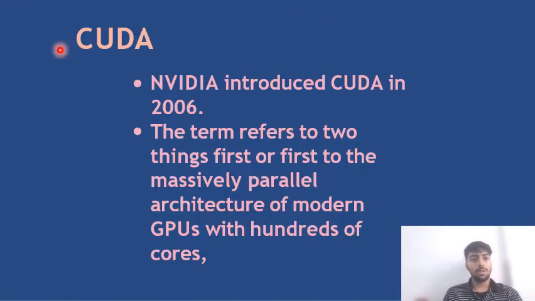So what is CUDA? NVIDIA introduced CUDA in 2006. The term refers to two things. First, to the massively parallel architecture of modern GPUs with hundreds of cores.